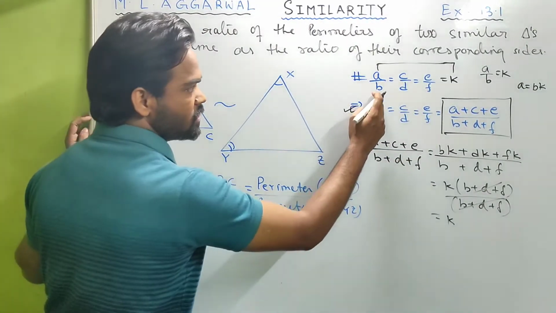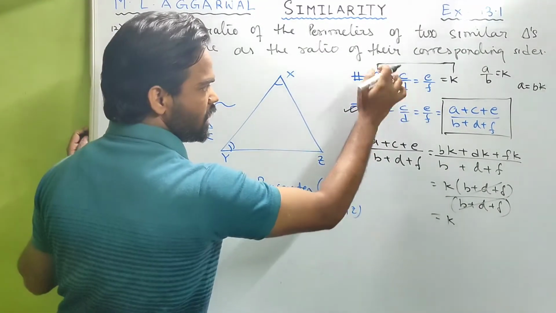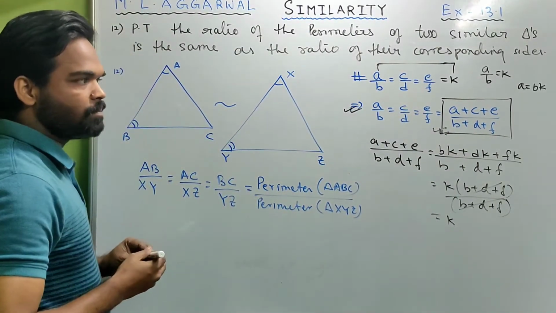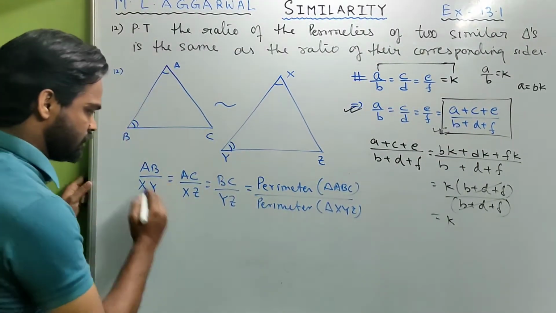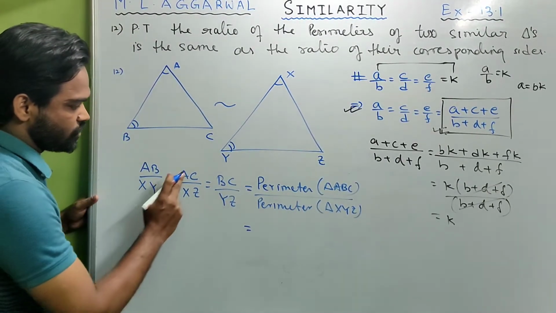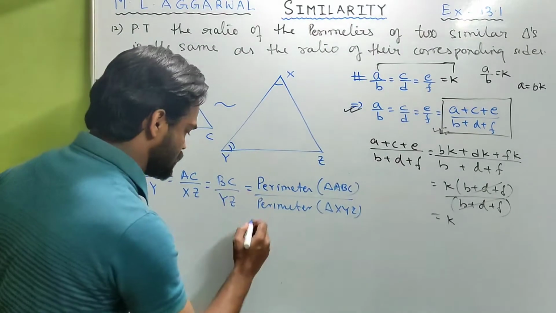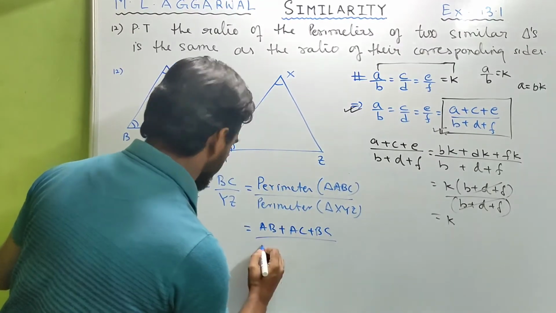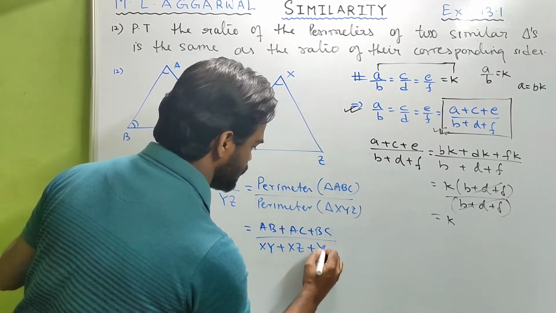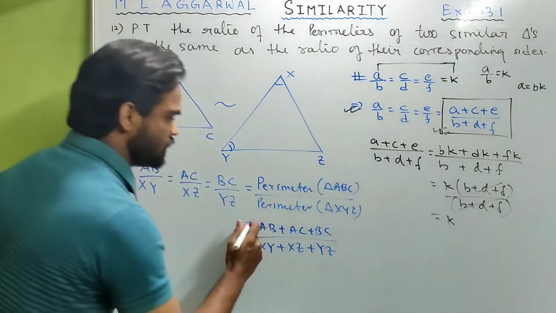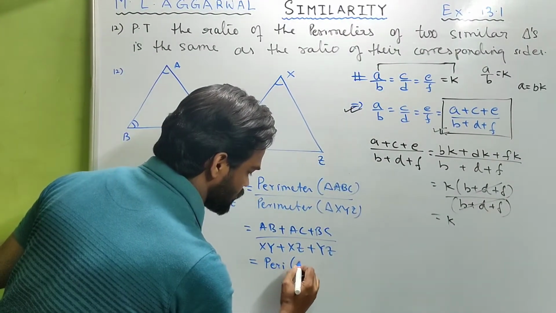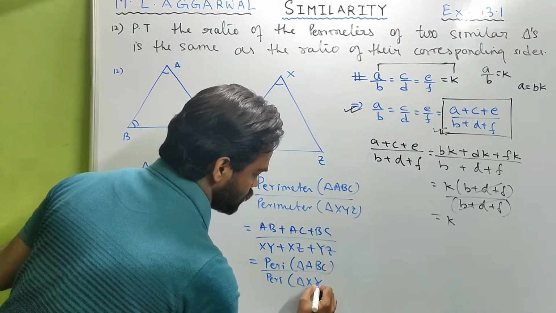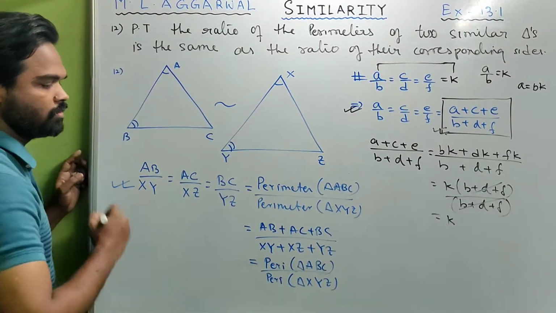equal to K. And this is originally equal to K, which means this A by B is equal to C by D equals to E by F will be equal to A plus C plus E by B plus D plus F, which means I can write if AB by XY equals to AC by XZ equals to BC by YZ, then I can write this is equal to AB plus AC plus BC by XY plus XZ plus YZ, isn't it? Which is nothing. If you see, this is the perimeter of triangle ABC, and in the denominator we have perimeter of triangle XYZ. This we were supposed to prove.